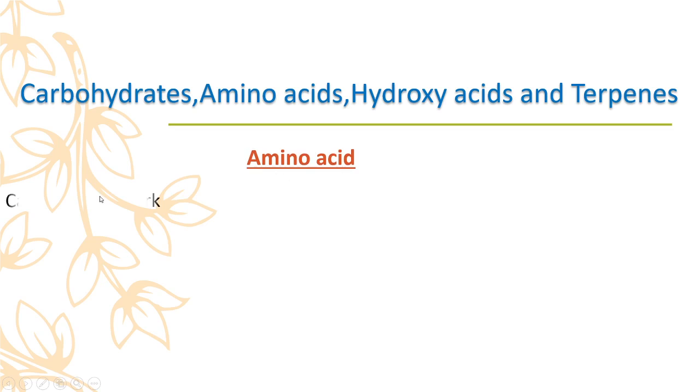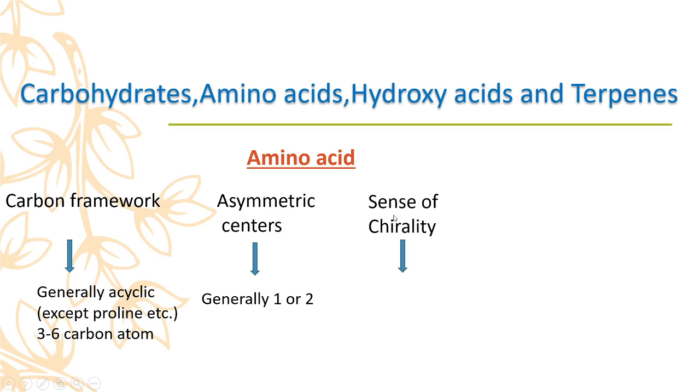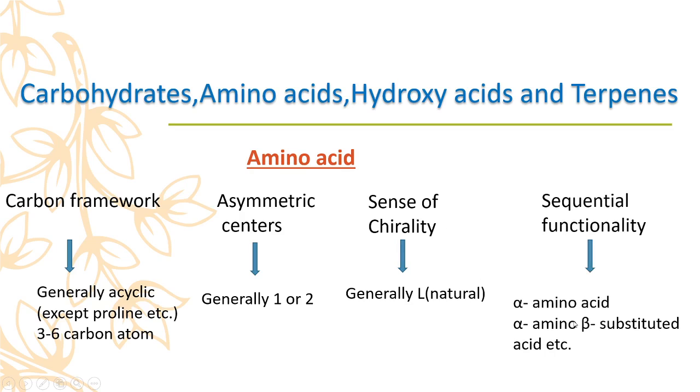In case of the amino acids, the carbon framework is generally acyclic except the proline. Then 3 to 6 carbon atoms are present in amino acids. The asymmetric centers for the amino acid are generally 1 or 2. And they are present generally in the natural L configuration, that are the alpha amino acids or alpha amino beta substituted acids.